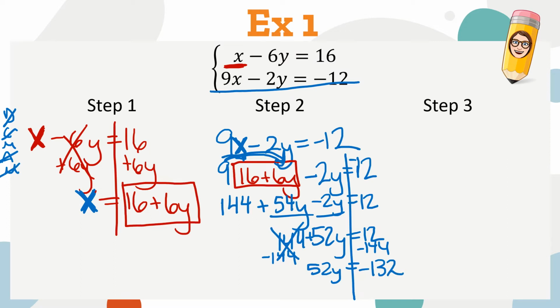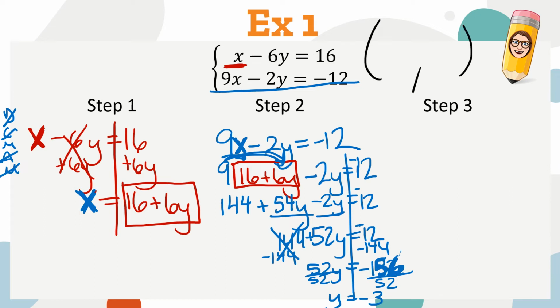My last step is multiply or divide. We are going to divide, and guess what? 132 divides by 52. Oops, you know what? I made a mistake here, you guys. This was a negative 12. Sorry about that. Negative 12 minus 144 is negative 156. There we go. You know how I knew I made a mistake? It wasn't dividing nicely. And I'm going to keep your answers nice and clean. So 156 divided by 52 is negative 3. There we go. We found our first value.